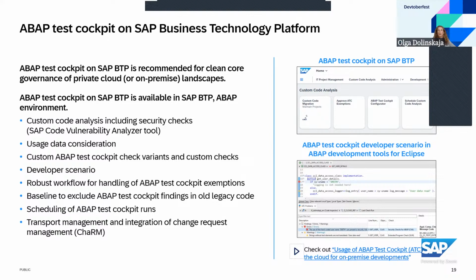You can implement your own custom checks and check variants with support. Also the developer scenario, meaning you as a developer in an on-premise or private cloud system can use the central checks from ATC on BTP. We also have a robust process there for handling ATC exemptions. You apply as a developer for an exemption in your ABAP development tools in Eclipse, and the quality expert processes the exemption in the corresponding ATC exemption app on BTP. This is also one new feature which we have delivered. You can work with the baseline, so you can set up the initial baseline for legacy findings in your code. You can schedule ATC check runs and so on.